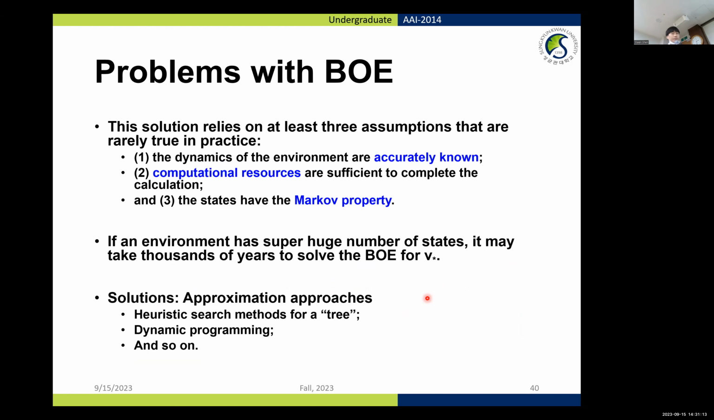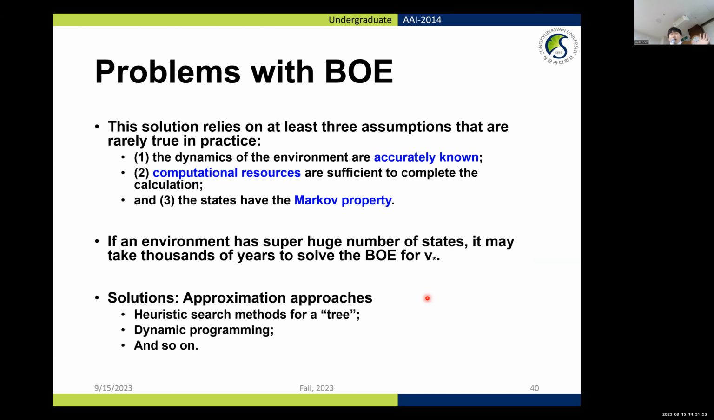But so far we have seen how we can use the BOE. Then there are some problems with the BOE. This solution relies on at least three assumptions that are rarely true in practice. First, the dynamics of the environment: for the finite MDP, we need to actually know it. Also the computation resources. If you have a real world problem, the BOE, the linear system of equations, will be unimaginably huge, so you need sufficient computing resources to calculate.